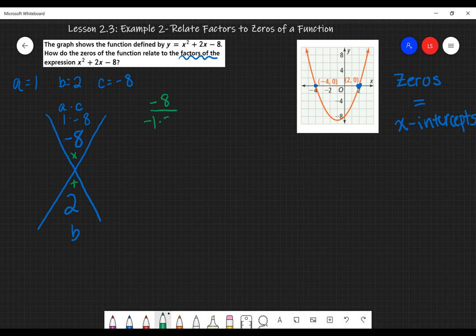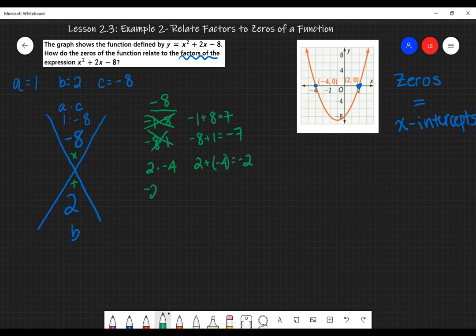So we could do -1 times +8, except when we add those, we get a +7, so that doesn't work. We could do -8 times +1. But again, when we add those, we get a -7. So neither of these are going to work for us. We could do +2 times -4. But when we add these two, we get -2. So we're definitely getting closer, but not quite there yet.